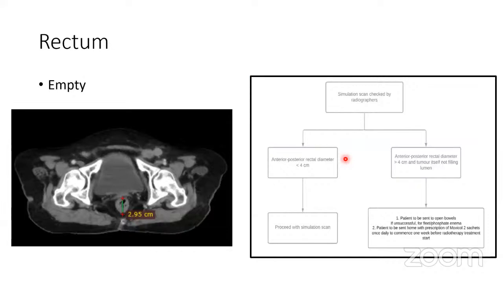And next, about the rectum. Ideally, we want it to be as empty as possible, but at least the anteroposterior rectal diameter should be less than 4 centimeters. If it is less than 4, we proceed with the simulation scan. If it is more than 4 and it is not because of the tumor, then we need to give an enema, or you give patients Movicol sachets for a week, and then you repeat the simulation.